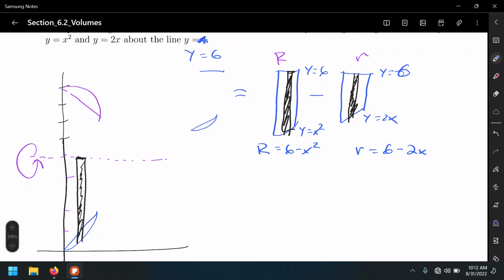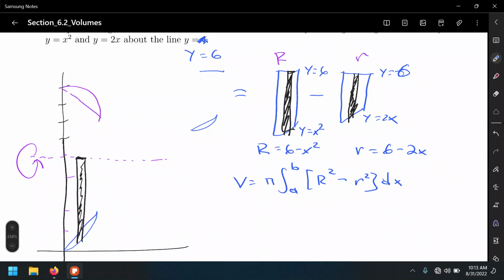And to find the volume, to set up the integral for the volume, that's going to be pi times the integral from a to b of the outer radius squared minus the inner radius squared with respect to x.